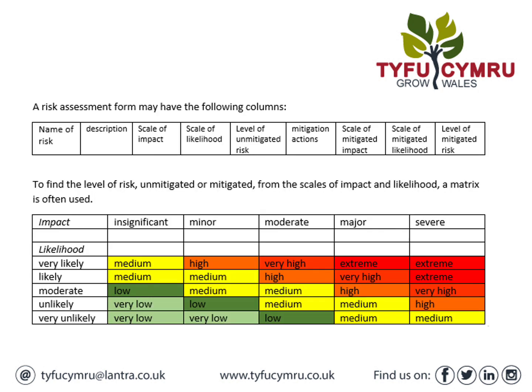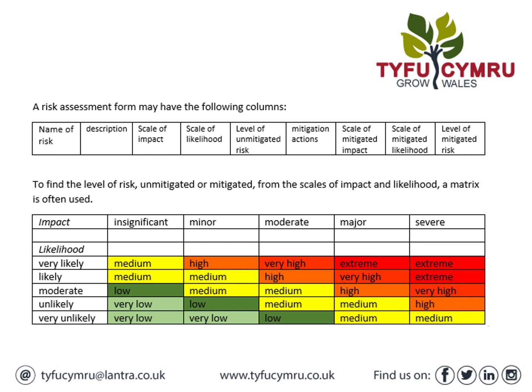Now, a risk assessment is based on a matrix or a table. So the risk assessment form will look a bit like the top row we have there. So the name of the risk, the description of the risk, scale of impact, scale of likelihood, the level of unmitigated risk, the actions you take to mitigate, and then after you've done those, what would be the scale of the mitigated impact and the likelihood of the mitigated, and then overall the level of the mitigated risk.